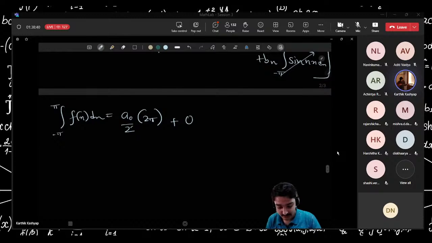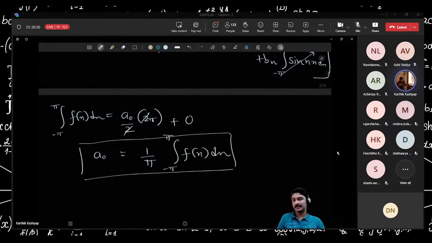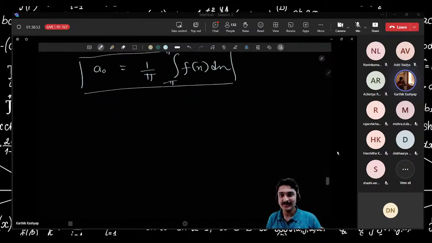So cancelling 2, we get a0. If we send pi to the other side, a0 is 1 by pi times the integral from minus pi to pi of f of x dx. So for now, we have found one term of our Fourier series. Let's move on to, let's say, an.